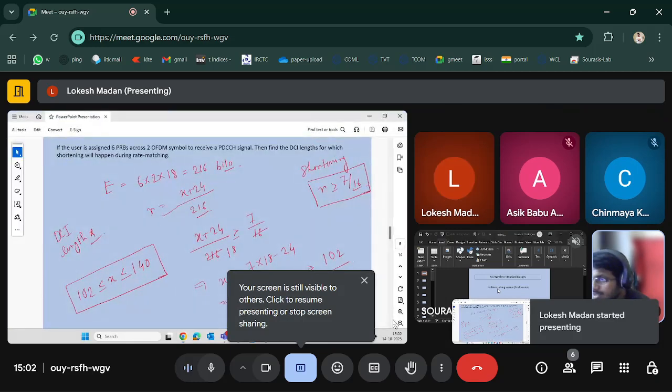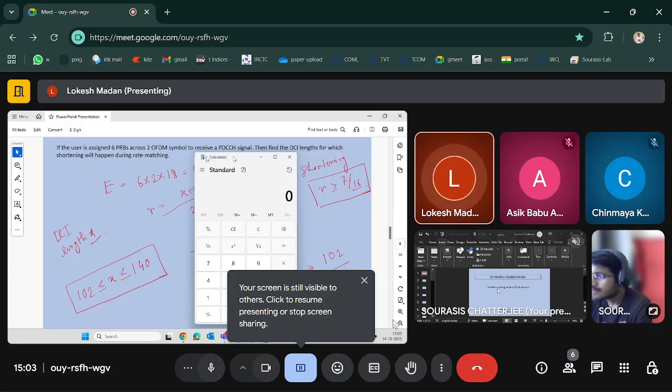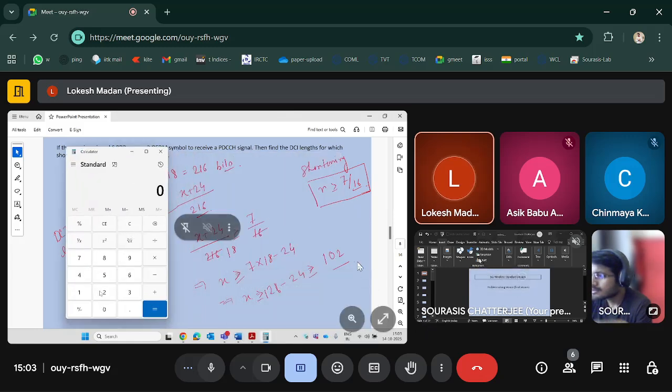So this is the PDF of the week 6 session. Here it is x plus 24 divided by 216, and it should be greater than 7 by 16. If we divide 216 by 16, it actually comes out to be 13.5, not 18. And if I multiply by 7, then it is 94.5, and minus 24, it will be 70.5.